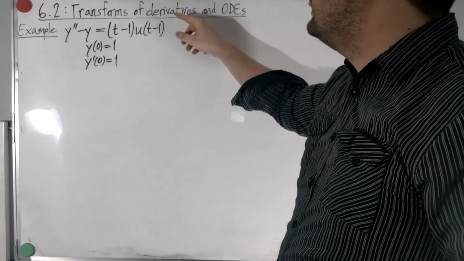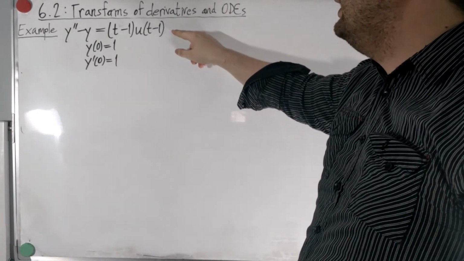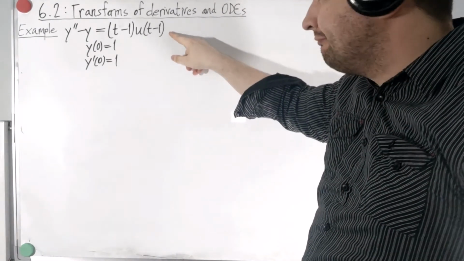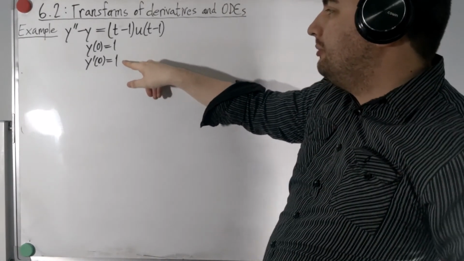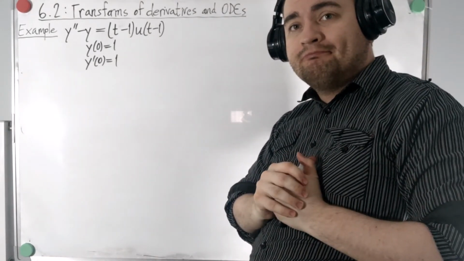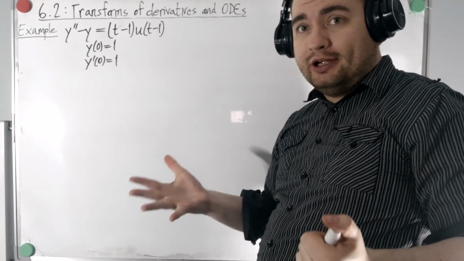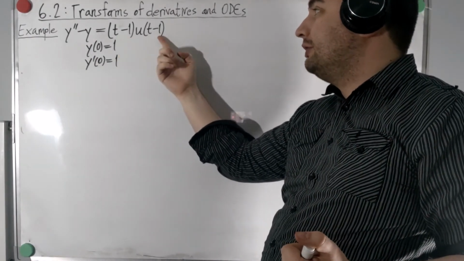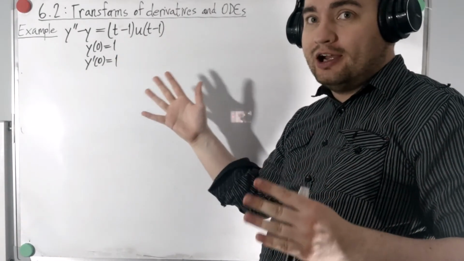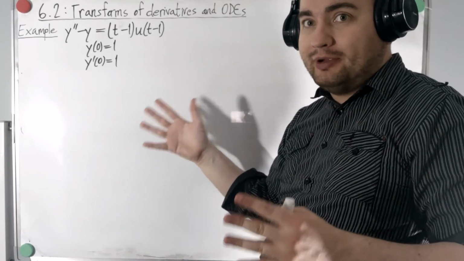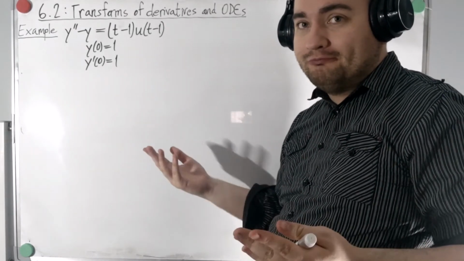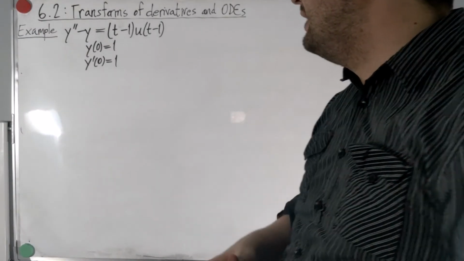So let's look at y'' − y = (t − 1) u(t − 1), y(0) = 1, y'(0) = 1. We definitely couldn't solve this by undetermined coefficients, right? Because this inhomogeneous term is definitely not the right form to use the method of undetermined coefficients. So we have to use the Laplace transform method.